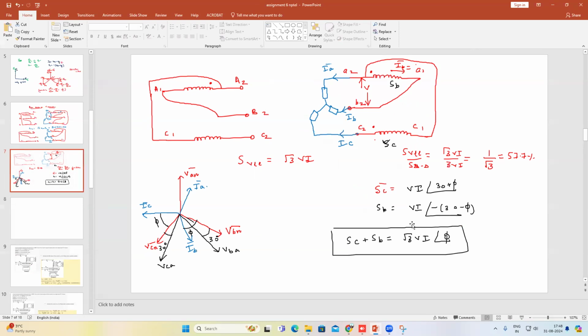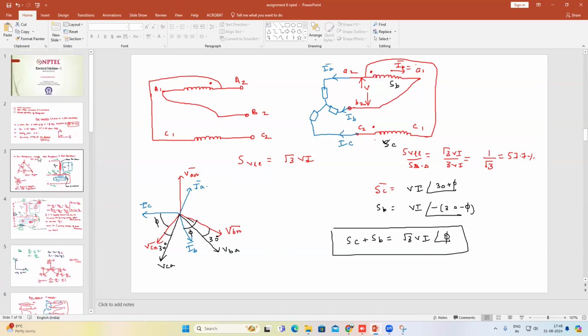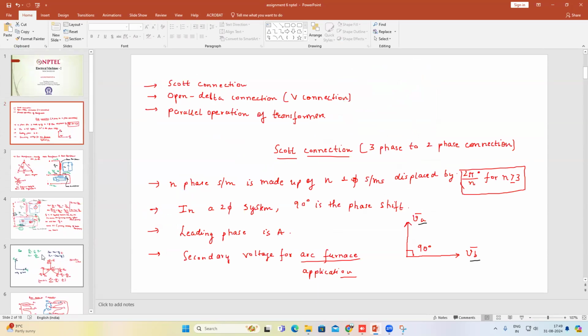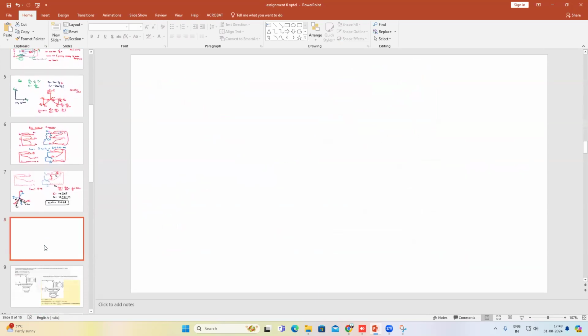So you know that if the total power is this much, then each transformer's power is 1 by root 3 times the magnitude, right? And their power factors are 30 plus phi and 30 minus phi. So this information you can at least answer. Now what is remaining is the parallel connection of transformers, right? So let us discuss the parallel connection of transformers.